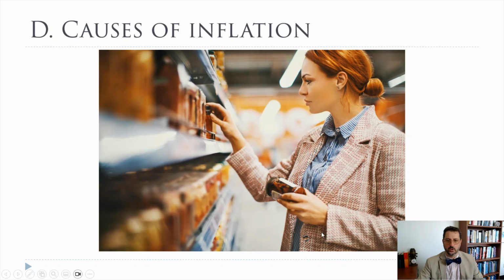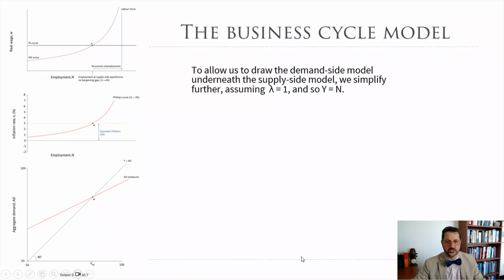Okay, so when we think about causes of inflation, we want to think about our business cycle model, right? And so we've got this sort of complicated vertical triptych type thing where we've got our wage setting model on the top, we've got our Phillips curve here in the middle, and we've got our aggregate demand model, Keynesian cross model on the bottom. Now, what are we doing here?